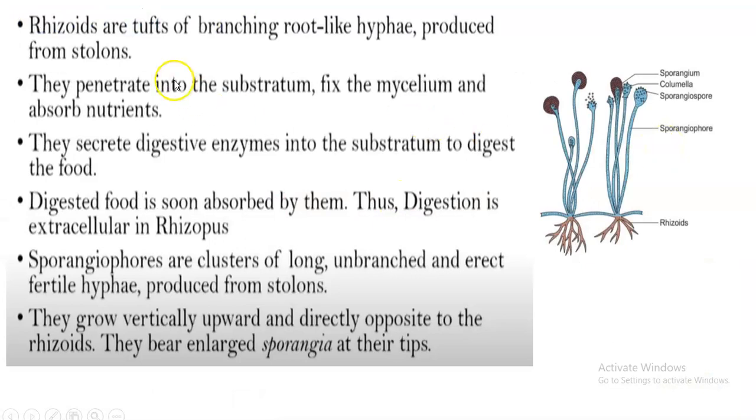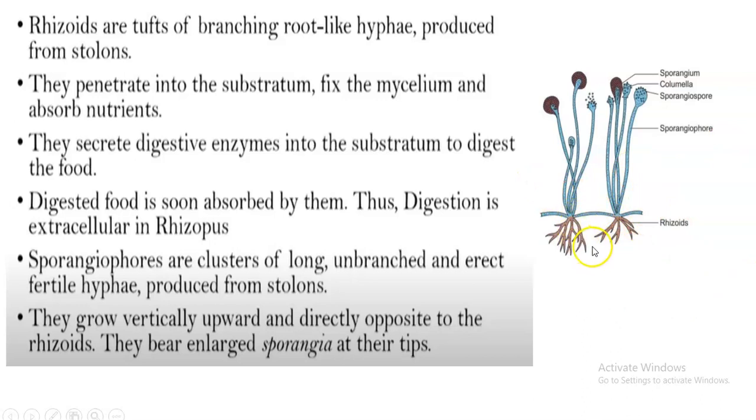Now rhizoids, like we know that it is root-like appendages. Then it will be penetrating into the substratum, so that will be fixing the mycelium on the substratum. These rhizoids will be secreting digestive enzymes into the substratum, and that will be digesting the food. For example, if it is a bread, or if it is an animal surface, if it is a fruit surface. For example, on tapioca you will see like the rot disease in tapioca.